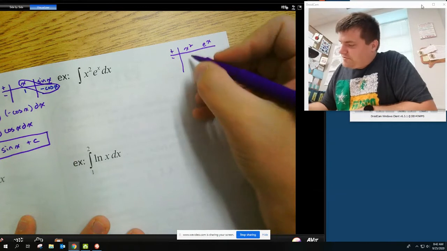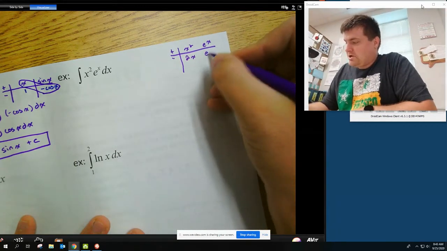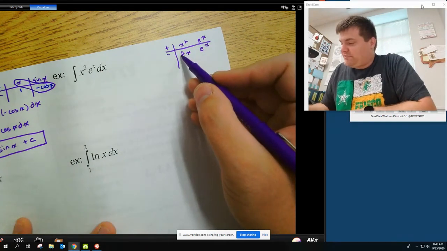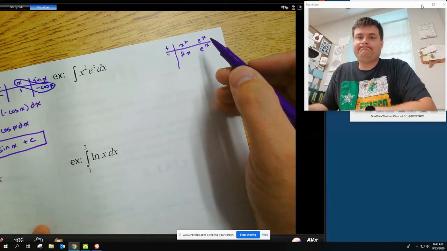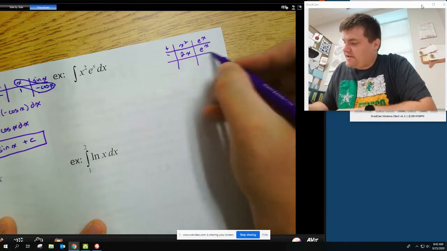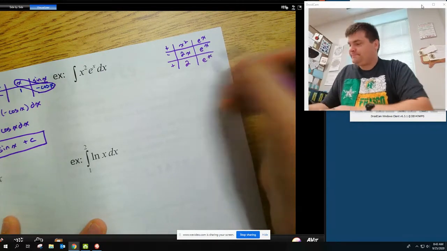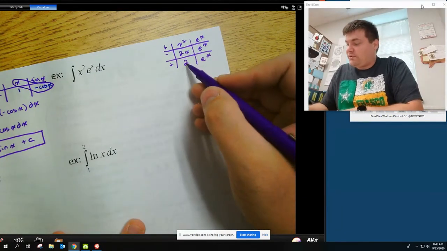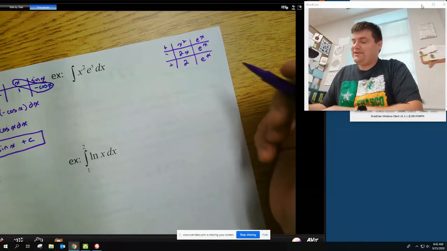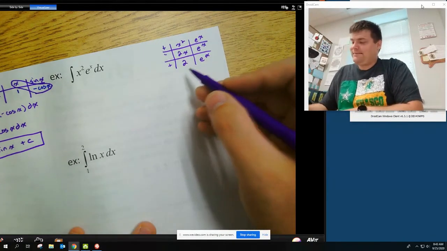So the derivative here is going to be 2x. Antiderivative of e to the x is just going to be e to the x. Okay. So is it easy to take the integral of 2x e to the x? No. So I'm going to make another row and then alternate signs here. This is plus. Derivative is going to be 2. Antiderivative is going to be e to the x. Can you take the antiderivative of 2 e to the x? Sure can. And you also know that you're done too, because if you take the derivative again, you're going to get a bunch of zeros. So that's another way to know that we'd be done.